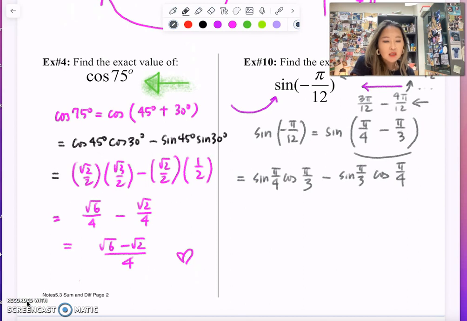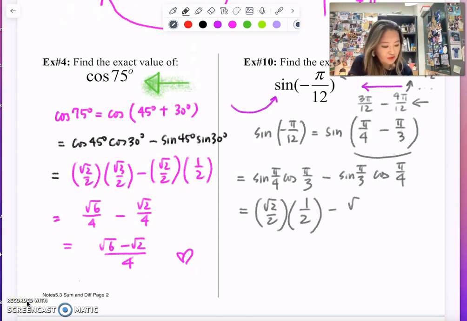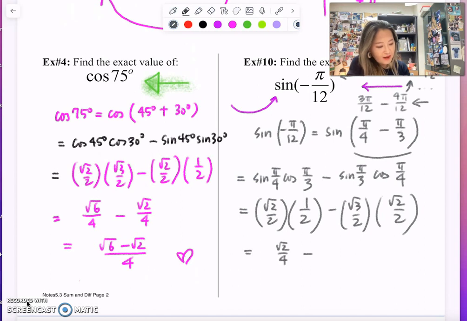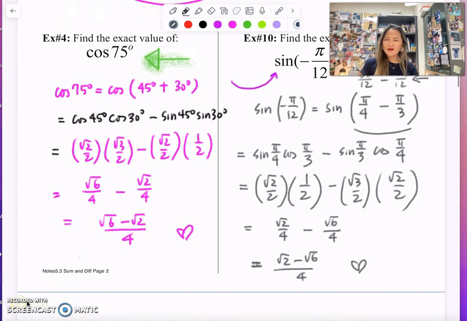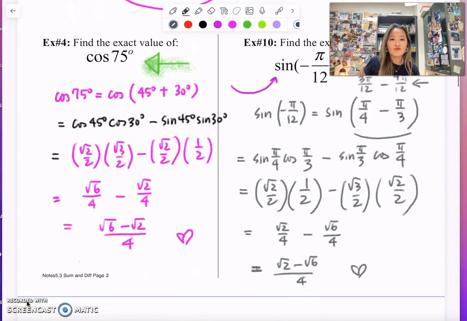Okay, so now you get root 2 over 2, and then you just do your unit circle stuff. Cosine of pi over 3 is 1/2. Sine of pi over 3 is root 3 over 2. Okay. And then you got root 2 over 2 here. Check it out. And then you're like, okay, this is going to be root 2 over 4 minus root 6 over 4. So again, it's root 2 minus root 6 over 4. Okay? Oh, wow. It's a very similar answer to example number 4, right?